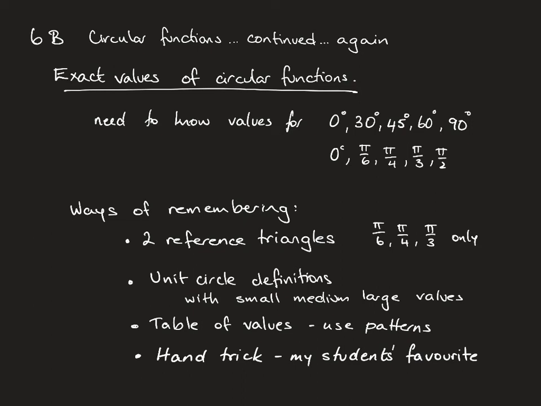In this video, we're going to look at exact values of circular functions. And you need to know the values for 0 radians or 0 degrees, pi on 6 radians or 30 degrees, 45 degrees, pi on 4, 60, pi on 3, and 90 and pi on 2. So you need to know all of those values.